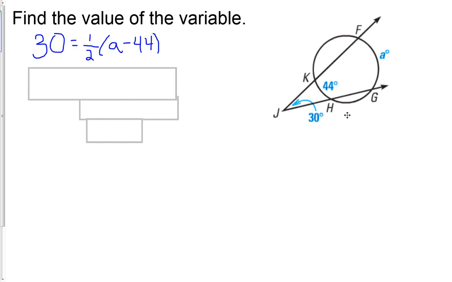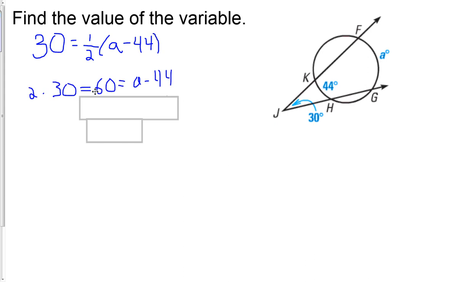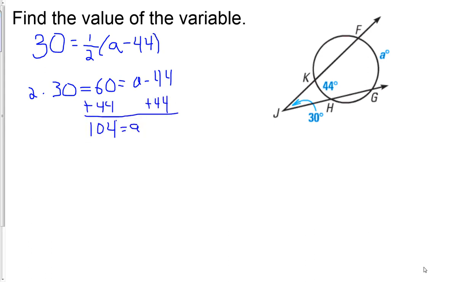A minus 44. Again, not liking dealing with fractions, we're going to multiply both sides by 2 to get 60. 2 times 30 is 60 equals, now the parentheses, A minus 44. To solve for A, add 44 to both sides, then we get A is 104 degrees. If you plug it in, 104 minus 44 is 60, times a half is 30. It worked.